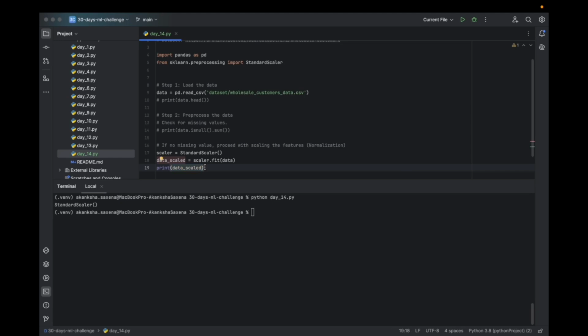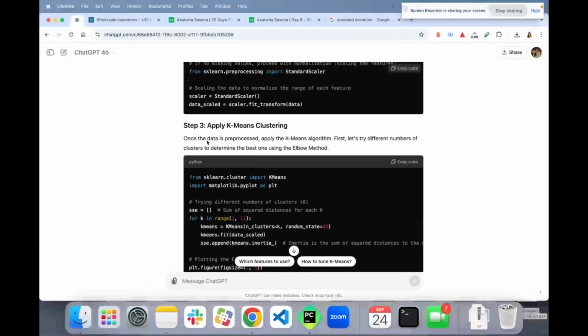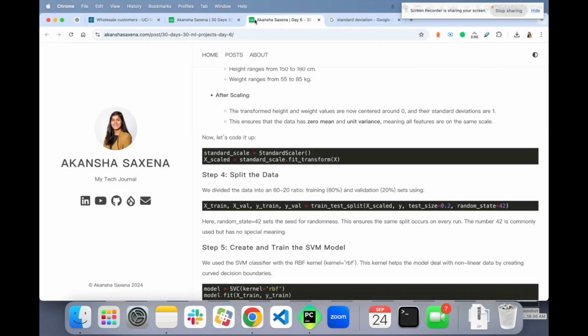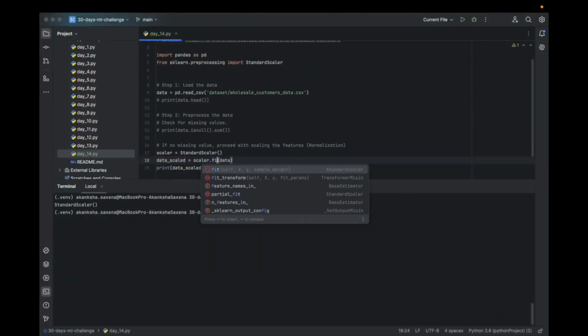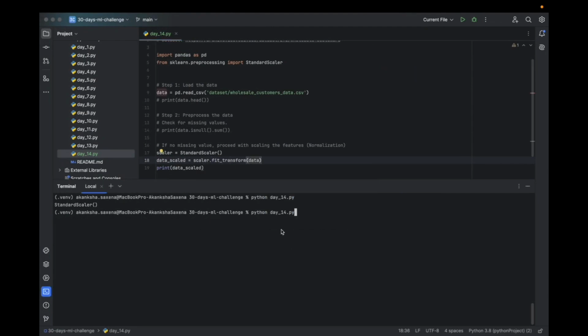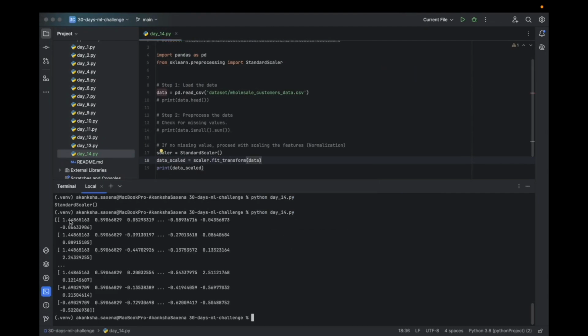So you might have to convert it into a data frame. Let's go back and see. Okay, see, fit_transform. Yes, so now all features are coming like this, around one only. The deviation is not going beyond one, and the mean is coming around zero only.